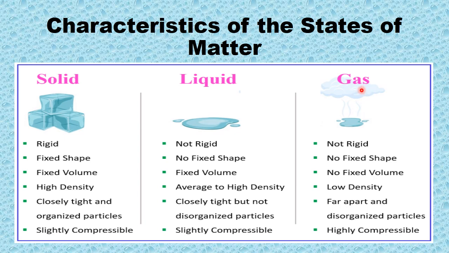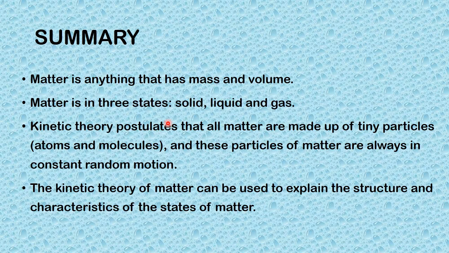Now let's look at the gaseous state. The gas has this characteristic: it has no rigid shape, no fixed shape, no fixed volume, and it has low density. The particles are far apart and disorganized, and they can be compressed. In other words, when gases are compressed, all the particles are brought together and they change their state to liquid. So that is that about the characteristics of the states of matter.